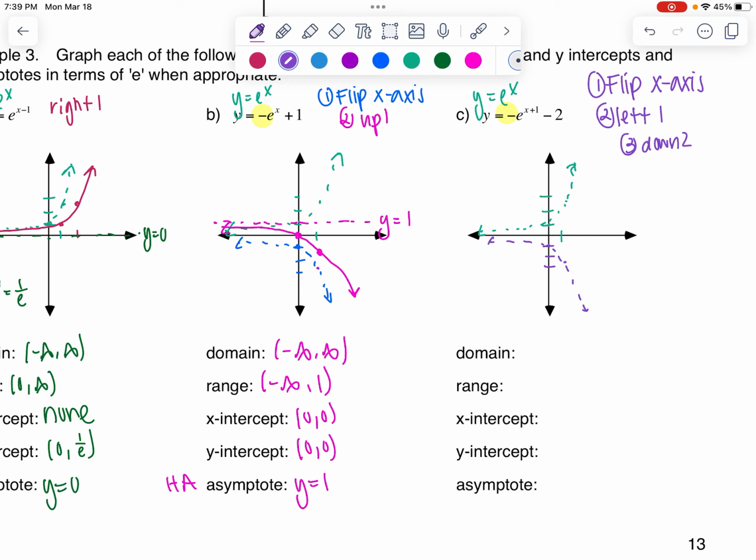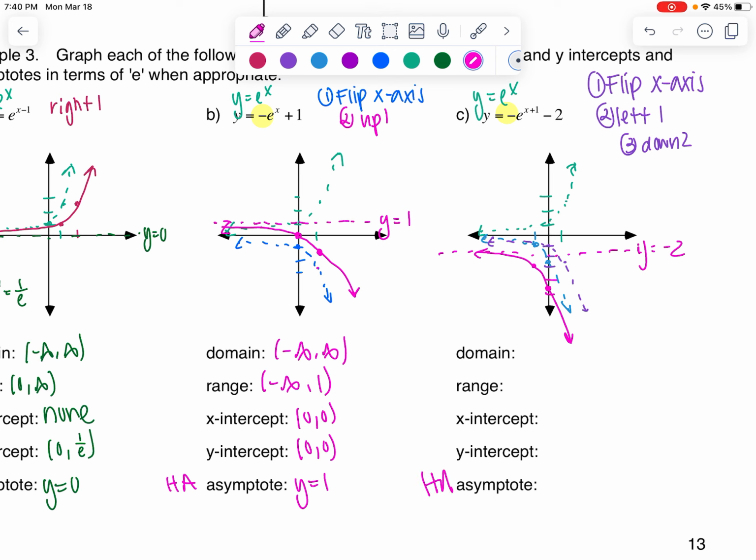I'm going to go left 1. Let's do it in blue. Left 1. There's that guy. It's getting messy. And then I'm going to go down 2. So what is that? Going down 1, 2. Hold on. There you go. And there is that graph. Again, since we went down 2, your horizontal asymptote did change, where y equals negative 2.